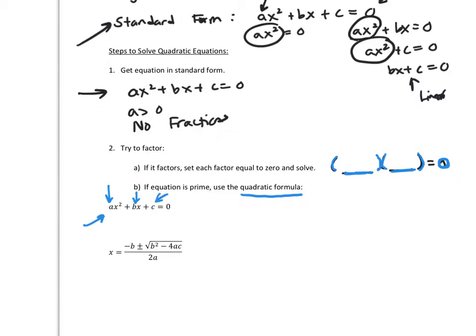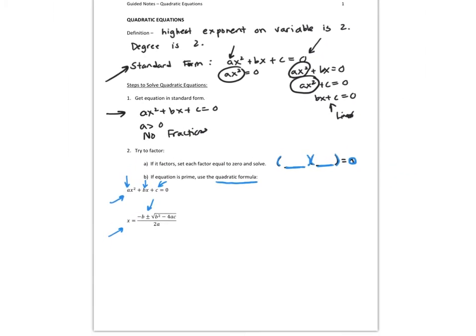That's just a constant. And you plug those numbers or substitute those numbers into the quadratic formula, which is negative b plus or minus the square root of b squared minus 4ac, all over 2a. And this plus or minus, that's how you're going to get 2 solutions.